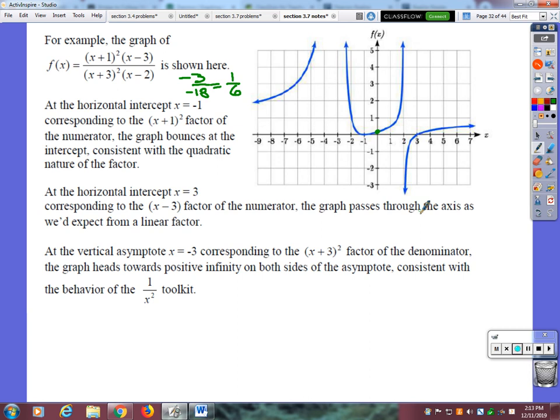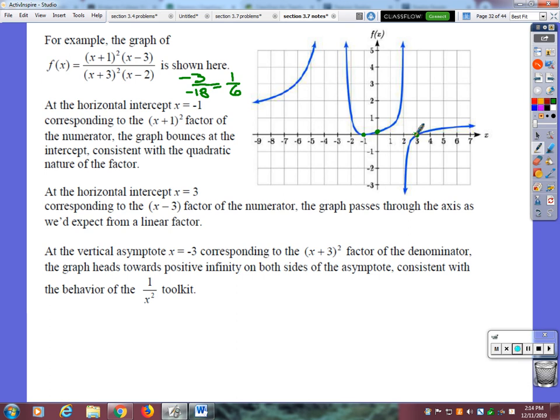How about the x-intercept? Where does the top equal 0? At negative 1, which means I have an x-intercept at negative 1, and also at positive 3, which means I have an x-intercept at positive 3, okay? So there's our intercepts. That's a great way to start, by putting those on the graph, all right? Now let's put the asymptotes in there.